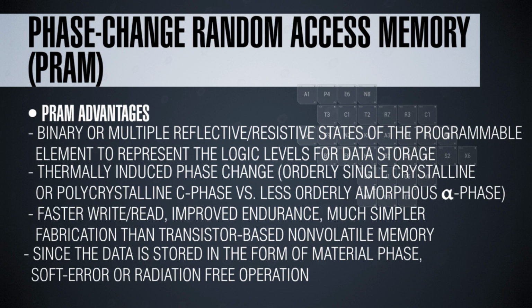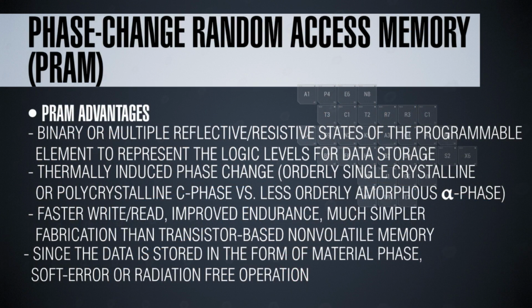It also offers much faster read and write times, and improved endurance, because flash memory typically lasts a few tens of thousands of cycles, maybe 50, 60,000 cycles, whereas people have shown that phase change memory lasts millions of cycles. And finally, since the data is not stored in the form of a charge, but in the form of material phase, amorphous versus crystalline, the memory device is not prone to soft errors or susceptible to various types of radiation.